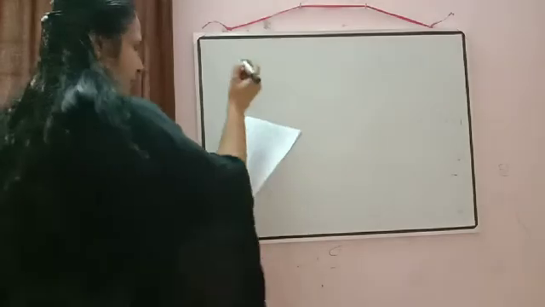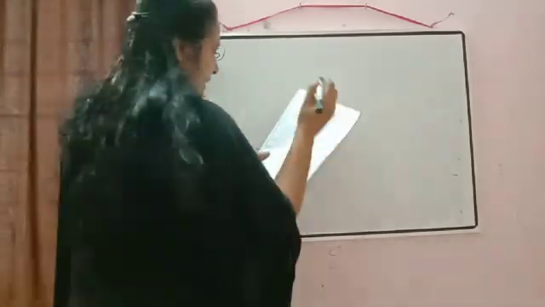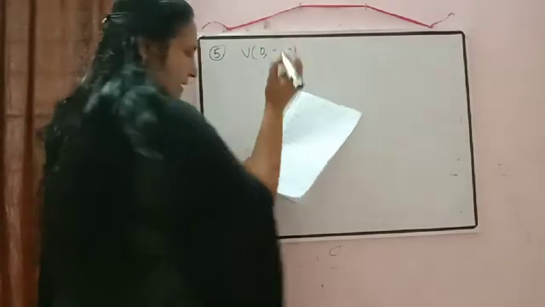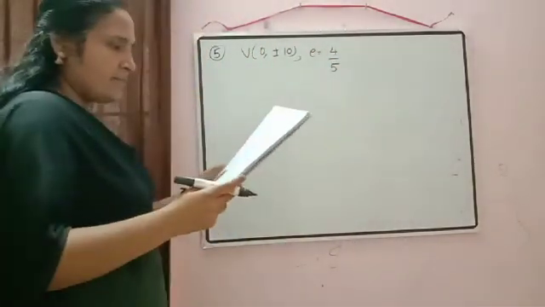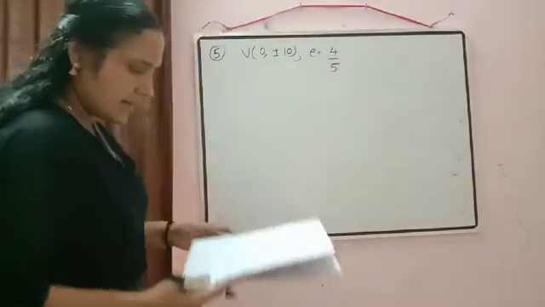Question number 5. In question number 5, what is the information given? Vertices 0, plus or minus 10, and eccentricity is given. Eccentricity is equal to 4 by 5. Vertices 0, plus or minus 10. Eccentricity 4 by 5. Now again check.